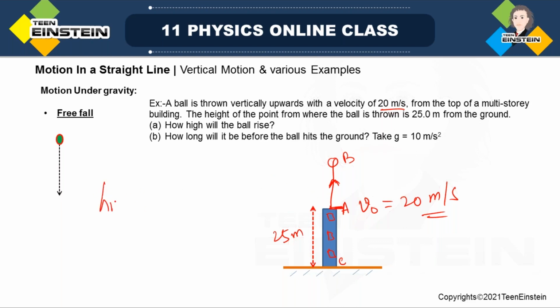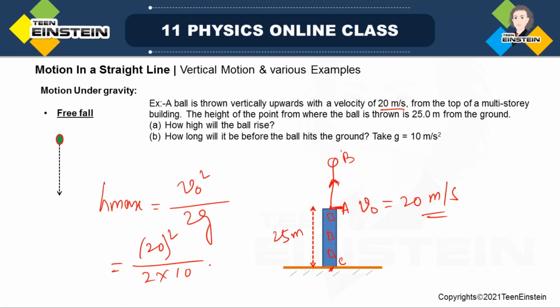As I said, you can use h max. The final velocity will be 0, so you can find v0 square by 2g using this formula, and you'll find out how much height it will rise. This is from A to B. If you ask me the distance from the ground, we'll solve that too. Suppose we take g as 10 meter per second square. So v0 square is 20 square, divided by 2 into 10, which is 20. So you get 20 meter. This is the maximum height, that means the length of A to B.